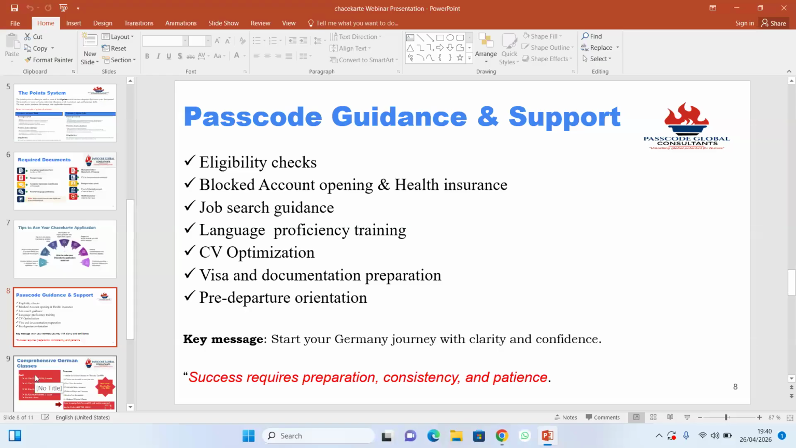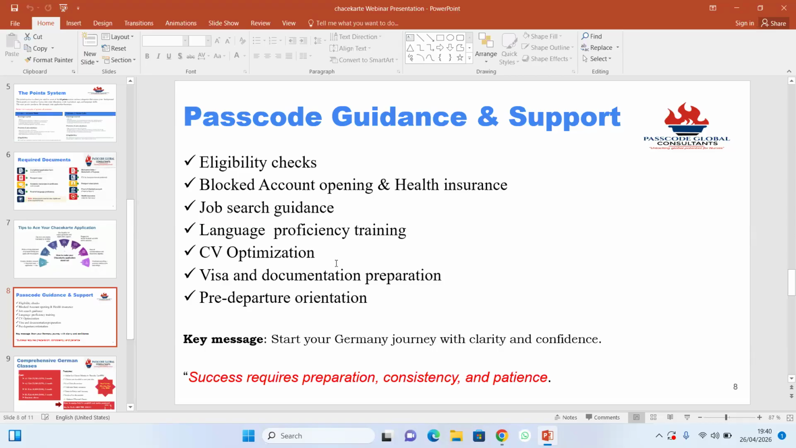So this is what Passcode helps you with. Eligibility checks. We have to confirm before we start your applications: are you eligible? By now, doing the point-based system, we help you with blocked account opening and health insurance. We have the job search guidance. We have the language proficiency training. We have the CV and motivation letter optimization, visa and documentation preparation, pre-departure orientation.